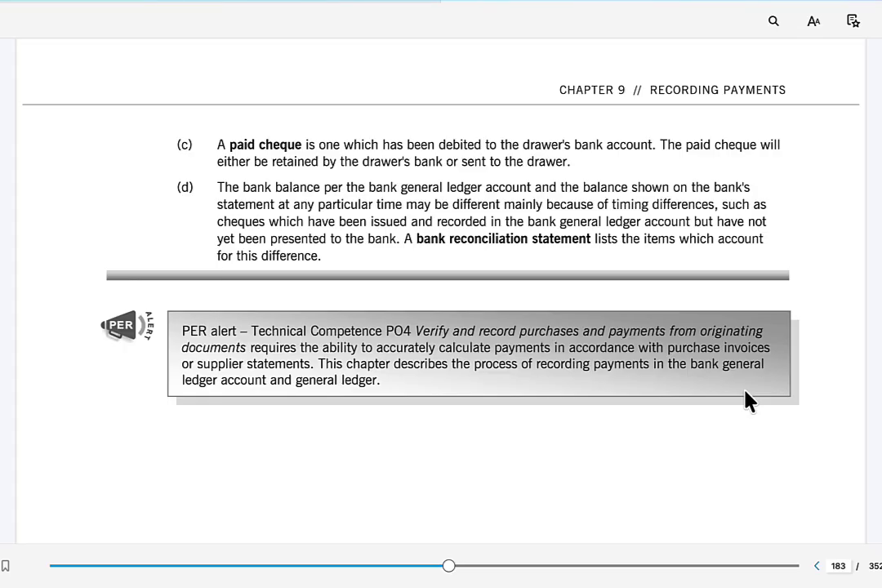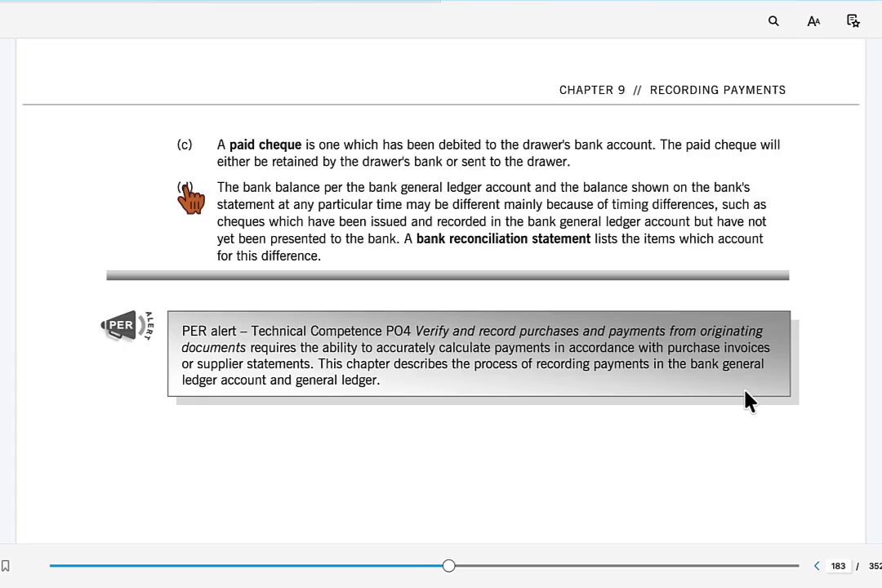Teacher note for students. This is where many students get confused. A check can be recorded in the accounts before it becomes a paid check, because we record when we issue it, but it becomes a paid check only when it clears the bank. That time difference is one reason why bank reconciliation exists.